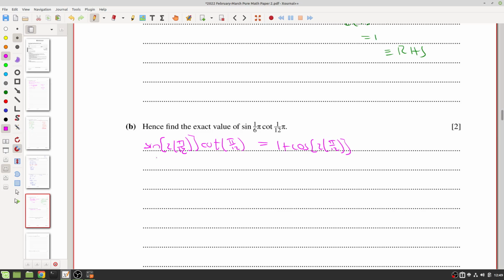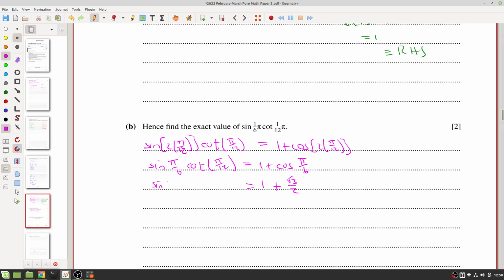All right, so I'm going to rewrite this in its original form just to get back to what we had. So sine pi over 6 cot pi over 12 is equal to, and now this we can just calculate. This is just a number, right? So 1 plus cos, and 2 times pi over 12 is pi over 6. You can just type this in your calculator basically. And cos of pi over 6 is square root 3 over 2, that we also know from our special triangles.